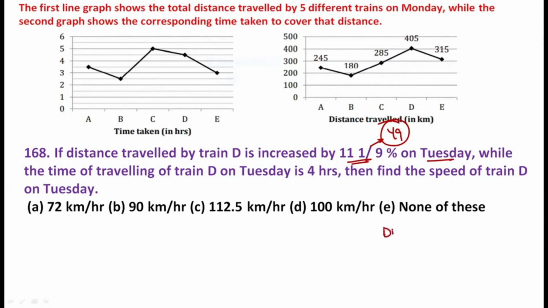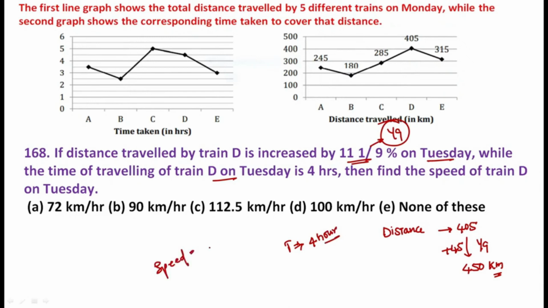The distance of the D value is equal to 405. On Tuesday, it increases by 1 by 9, meaning it increases by 45. Now it becomes 450 kilometers. Now the time taken by D to cover the distance is exactly equal to 4 hours. Now you need to calculate its speed. Simple information. So 450 divided by 4. So 4 ones are 4, 4 twos are 8, 4 fives are 20. Now the answer is 112.5 km per hour.